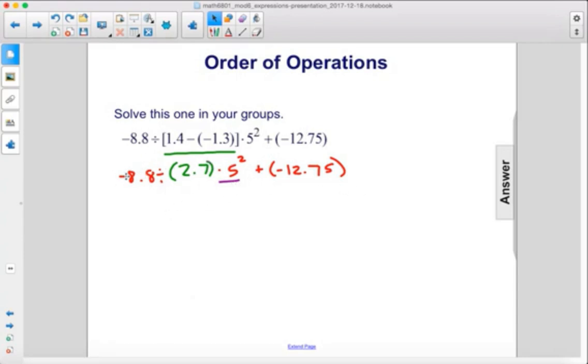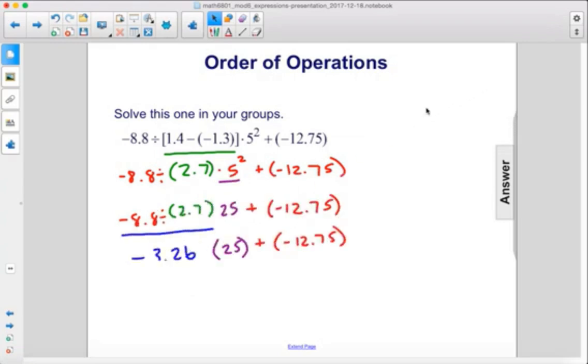So the next thing we would want to do is exponents. So this 5 squared becomes 25. So now we have division, we have multiplication, and we have some addition at the end. So let's work from left to right here because this is division and multiplication, which take equal priority, in which case we do left to right. So negative 8.8 divided by 2.7 gives us negative 3.26 times 25. We'll just bring that down and bring down the rest of the addition problem too.